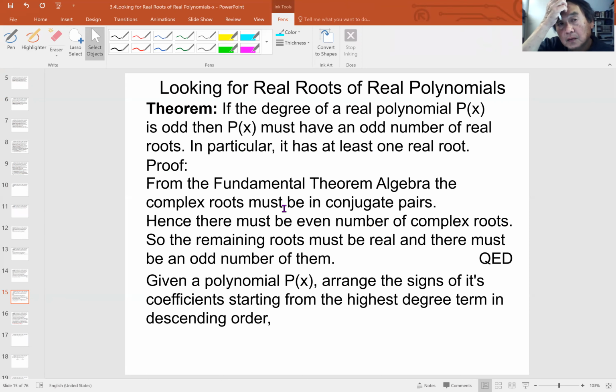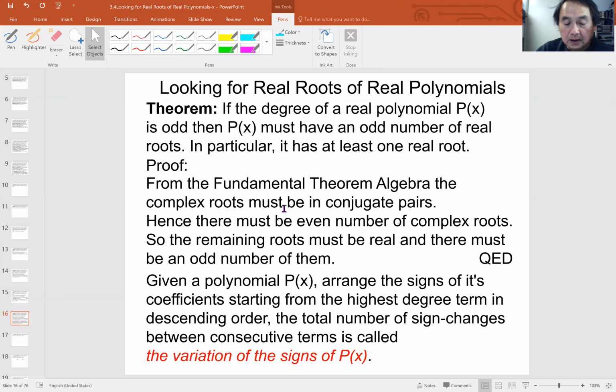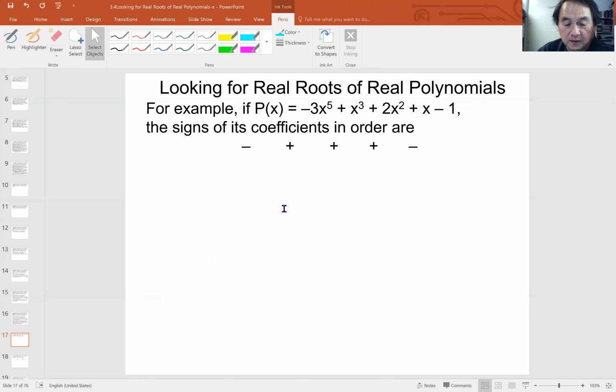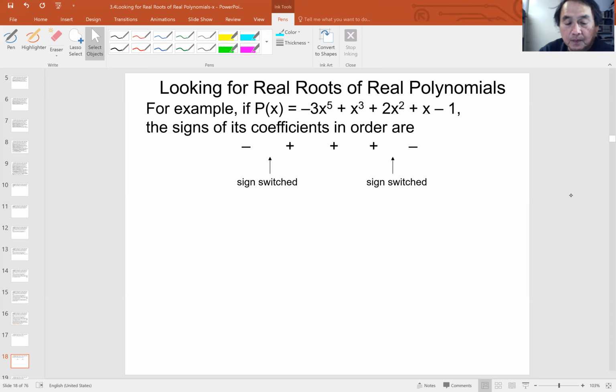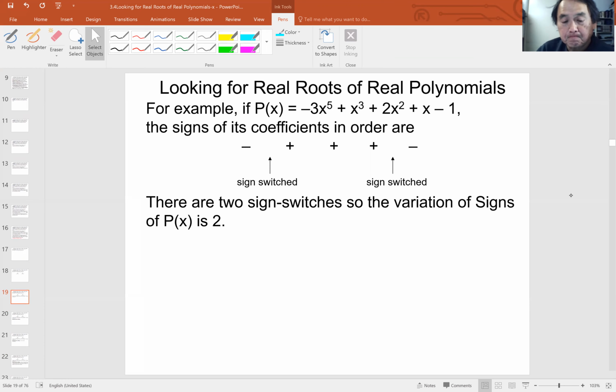Now I'll come to Descartes' rule of signs. We first talk about the variation of signs of a polynomial. Variation means how many times the sign changes, flip-flops. If I look at a polynomial, I look at the order of signs from the highest degree term down to the constant, and I write them down. Then the variation of signs is how many times it changes. In this case, the variation is 2.